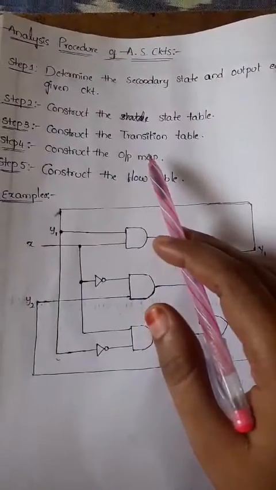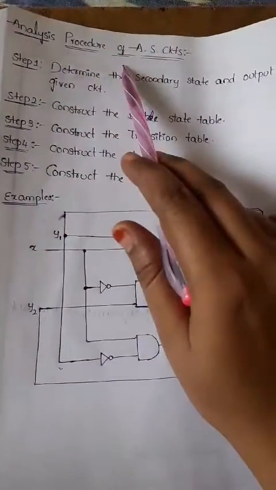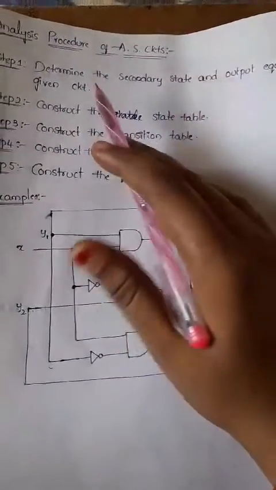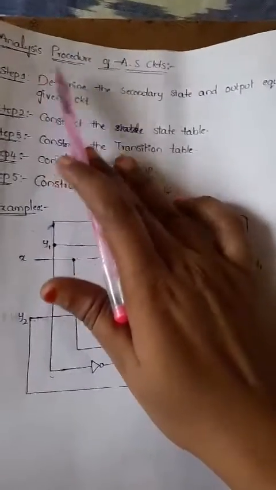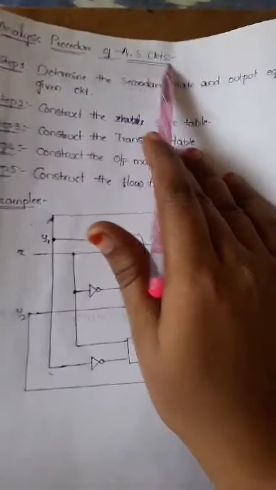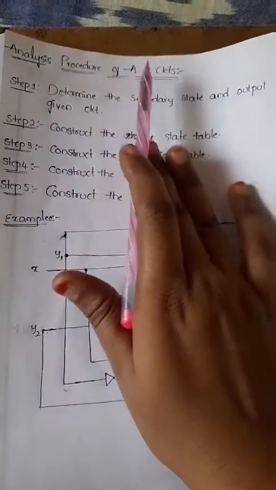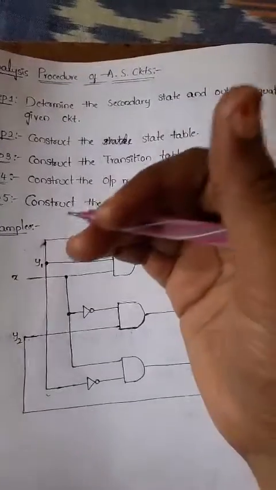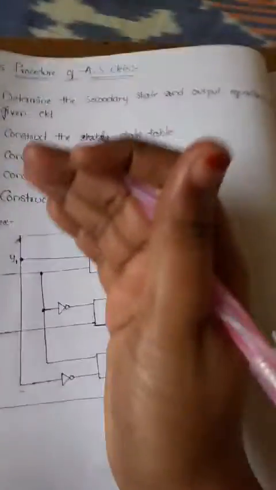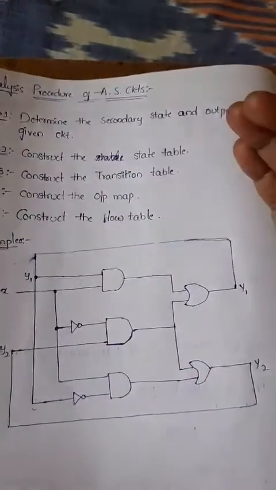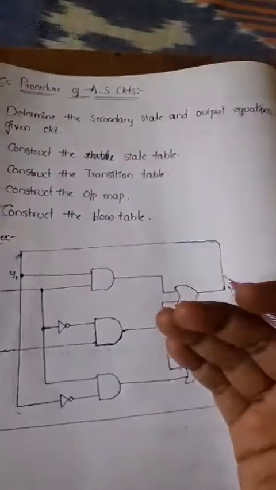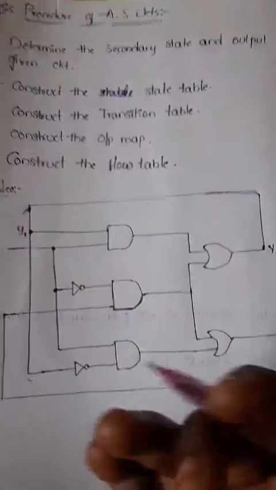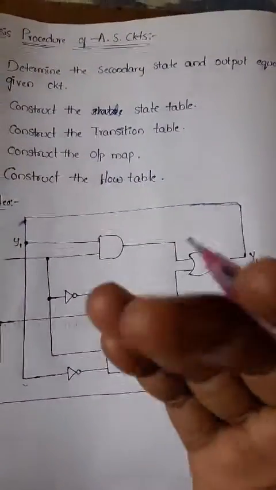In this class, we are going to discuss the analysis procedure of asynchronous sequential circuits. Already we discussed the analysis procedure of synchronous sequential circuits and the design procedure of synchronous sequential circuits, right? So you know how to do the analysis procedure, for a combinational circuit or a sequential circuit. Directly they give one logic diagram, or the boolean function, or maybe one statement.